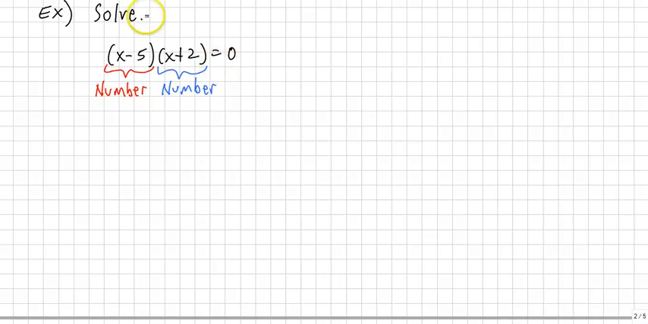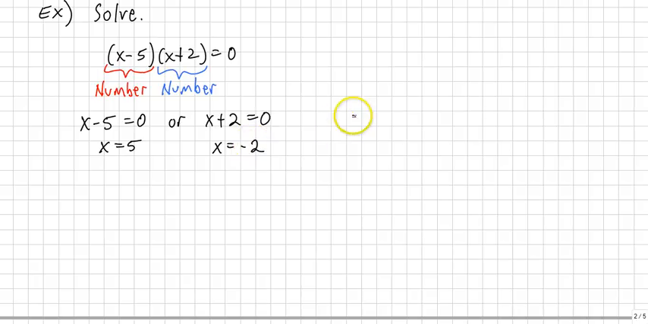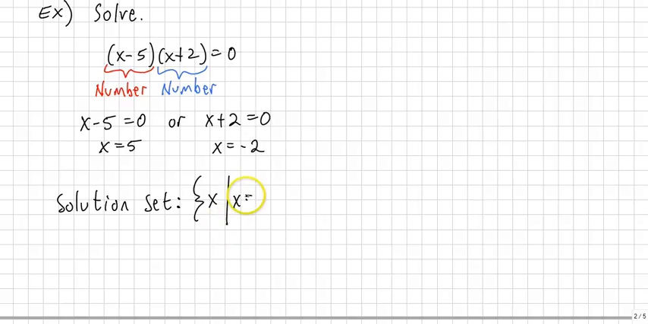Well, the only way that's going to happen is if x minus 5 is 0 or if x plus 2 is 0. That's the only way this equation is going to be true. So if we add 5 to the other side, x has to be 5, or if we subtract 2 from both sides, x has to be negative 2. So our solution set, remember this is an equation, so our answer is written as a set. Our solution set is the set of all x such that x is equal to 5 or negative 2.